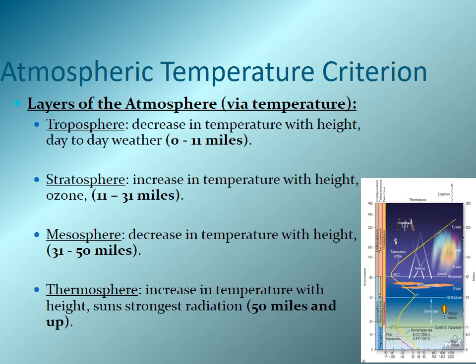Now at the top of our atmosphere, the major layer that we see is the thermosphere. At this layer, we're above so much of the atmosphere that we don't really have anything to protect us from the sun's strongest radiation. So we see temperatures increasing with height as we get closer and closer to the sun and farther away from molecules and other aspects of the atmosphere that tend to protect things from the sun's strongest radiation.